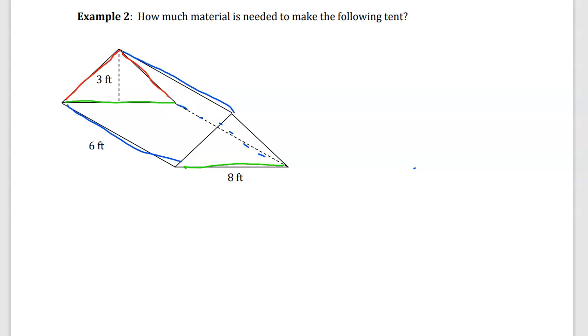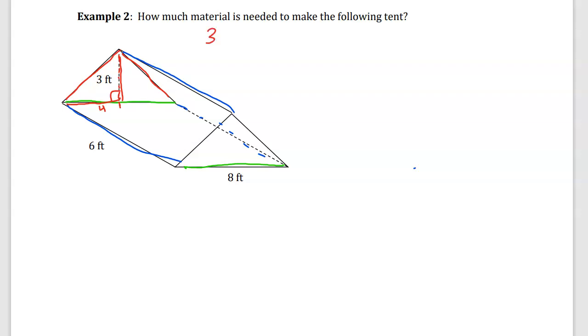To find the length of this side, I'm going to use the Pythagorean theorem. And if this is 8, half of that is going to be 4. And the reason I'm using half is because that drops straight down and cuts that in half. And so, using Pythagorean theorem, a squared plus b squared is going to equal my c squared. Okay?